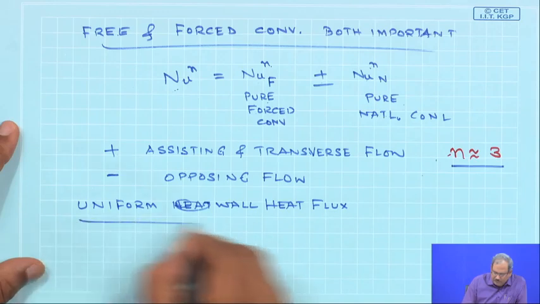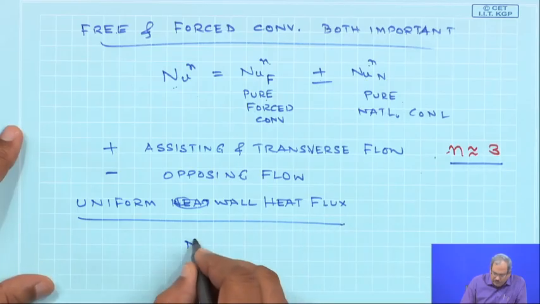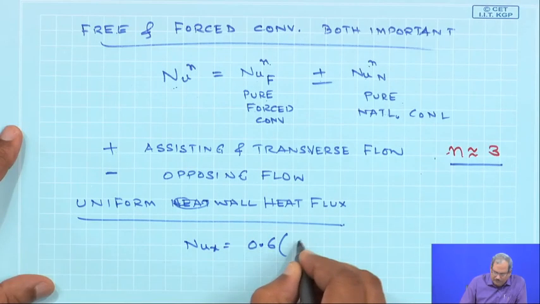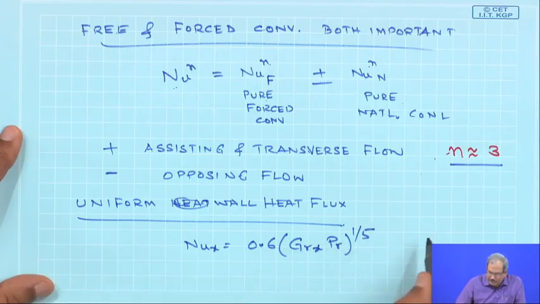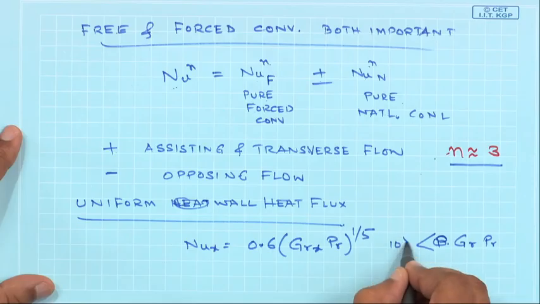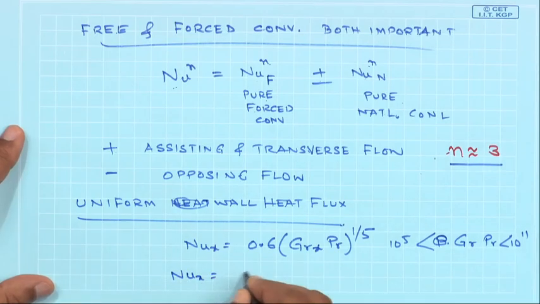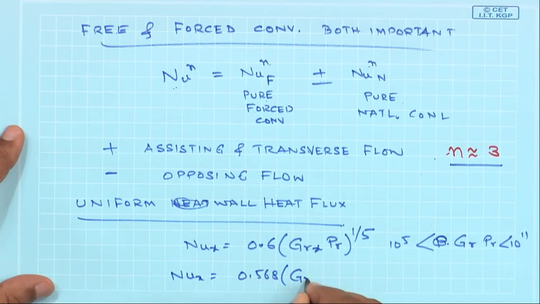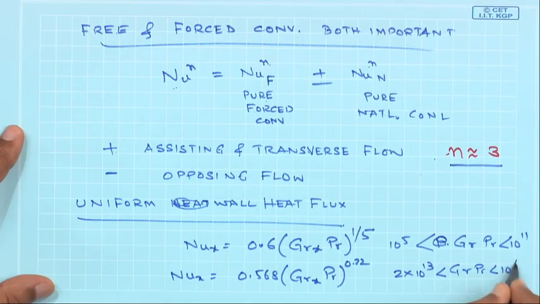This is another very common situation which you would obtain in the case of heat transfer in natural convection, where the Nusselt number is denoted by a relation: Grashof number times Prandtl number to the power 1 by 5, for some value of Grashof number times Prandtl number within 10 to the power 5 and 10 to the power 11. And for the case of turbulent flow, this is going to be 0.568 times Grashof number times Prandtl number to the power 0.22, where it is 2 into 10 to the power 13 to 10 to the power 16 for Grashof number times Prandtl number. So, this is for laminar, this is for turbulent.